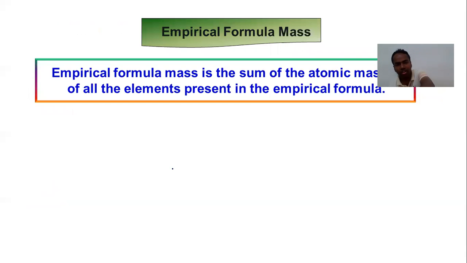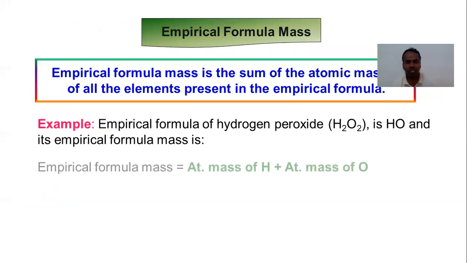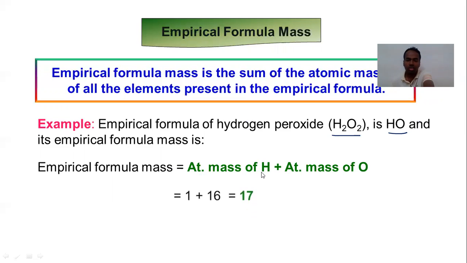Then how can you calculate the empirical formula mass? The empirical formula mass is nothing but the sum of the atomic masses present in the empirical formula. For example, take H2O2: its molecular formula is H2O2 and its empirical formula is HO. Then how can you calculate the mass of HO? The sum of atomic masses of hydrogen and oxygen. You know hydrogen is 1 and oxygen is 16, so 17. This is the way to calculate the empirical formula mass.